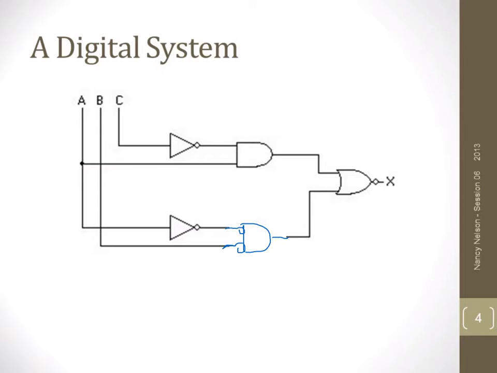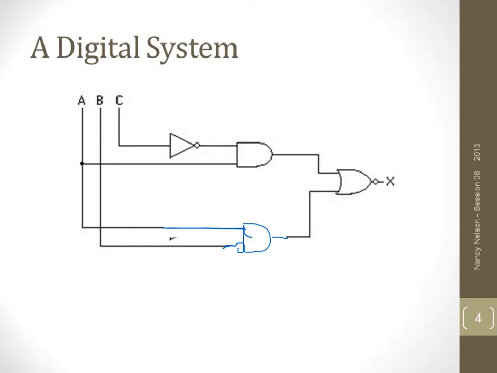Now we have one more case here. If we look here, we have an inverter and a bubble. So what we can do is eliminate that inverter and eliminate that bubble. So, for clarity's sake, let's get rid of that, get rid of the bubble, and let's put the line back in there. So we now have a circuit that looks like this.